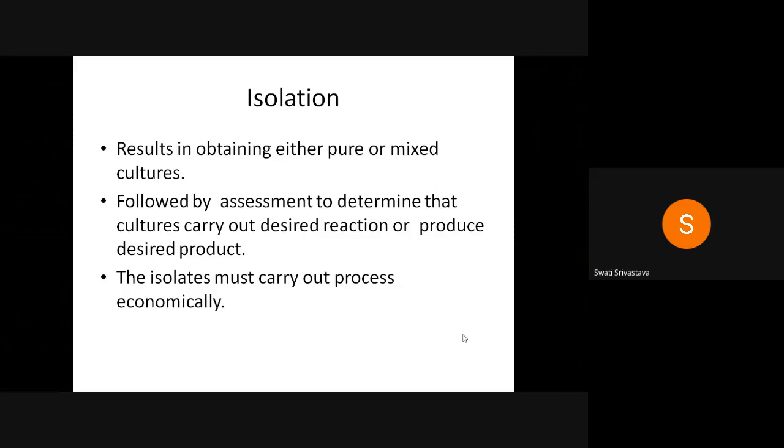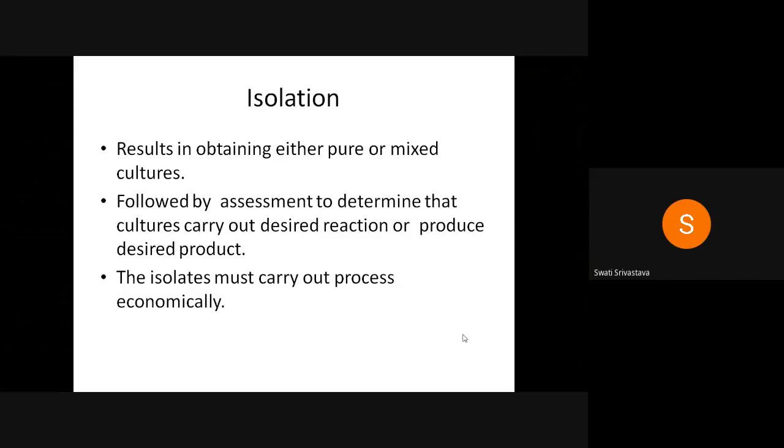The isolation is separating, in industrial terms, if we talk of it, then it is the separation or selection of the species that will be commercially viable, that will produce some kind of commercial product for the use of mankind or the other species. So we are trying to obtain those particular species.